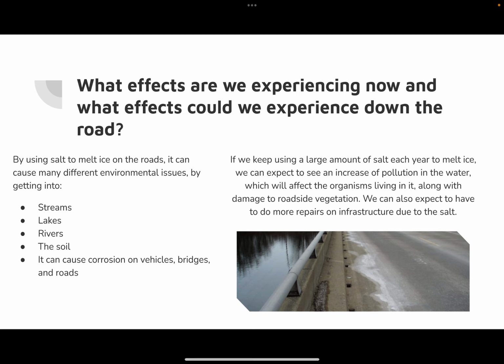What effects are we experiencing now, and what effects could we experience down the road? By using salt to melt ice on the roads, it can cause many different environmental issues by getting into streams, lakes, and rivers. This happens when salt is funneled into storm drains that empty into these bodies of water. This causes our fresh water to become saltier and saltier each year. Salt can also get into the soil, affecting the soil structure and potentially harming plant growth.